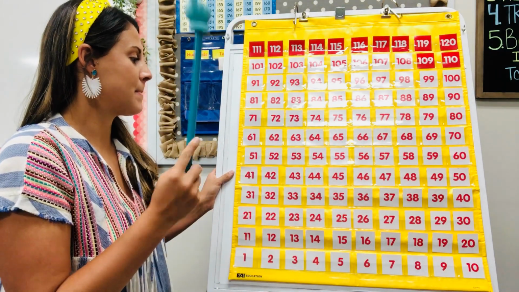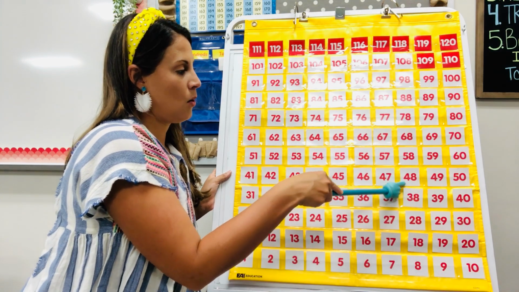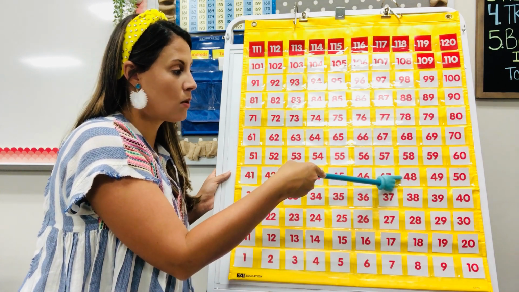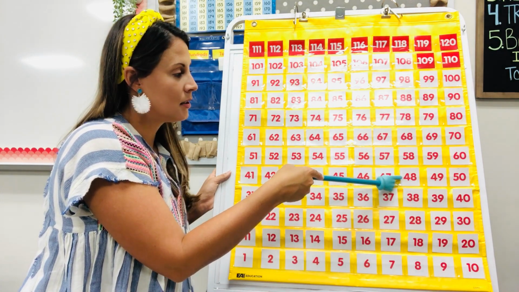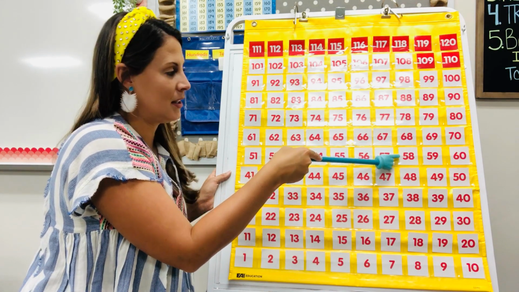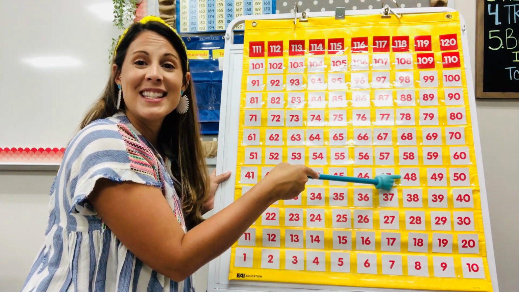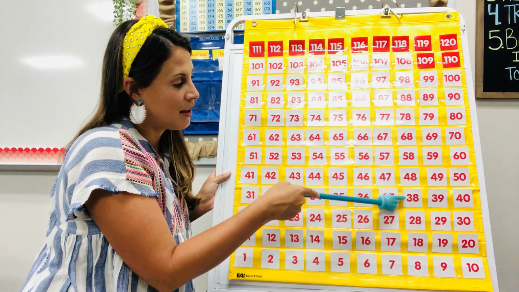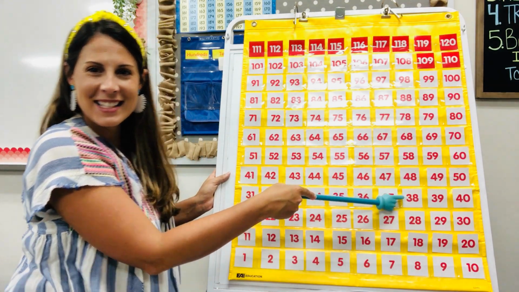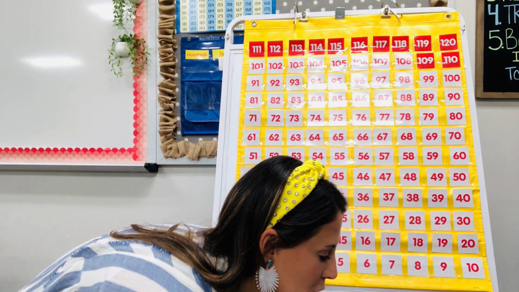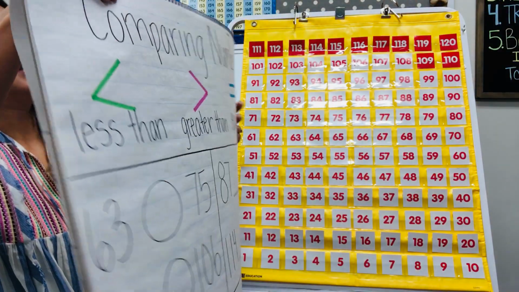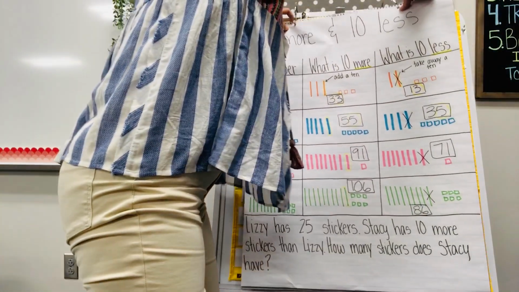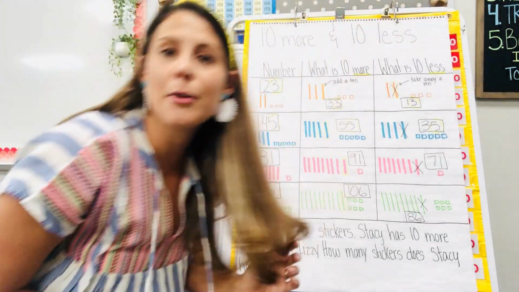Let's say I have the number 48. What do I do if I wanted to add 10 more? What is 10 more than 48? 58. Good job. Let's go back to 48. What is 10 less than 48? 38. Good job, guys. All right. Let's do our challenge, and then we will be done for today. Let me put this back up. All right, here we go.